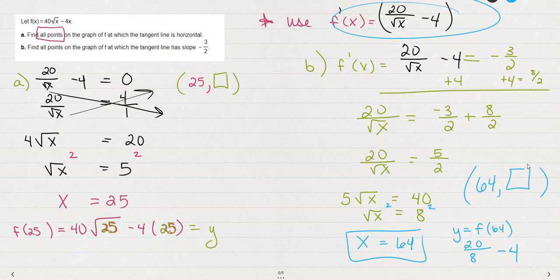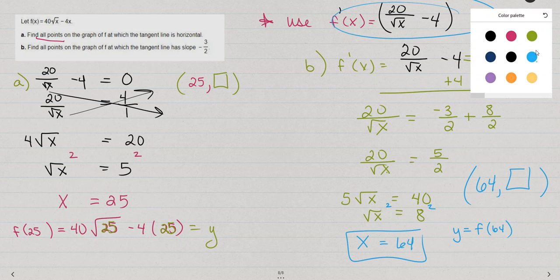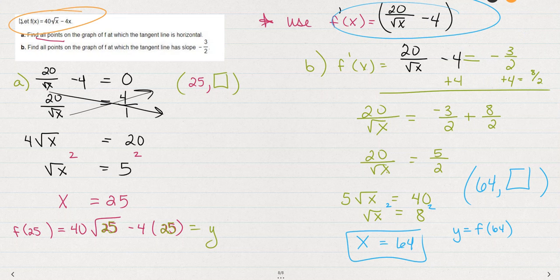Oh, wait, I'm sorry. I can't believe I just did that. I need to go back to the original equation, right? This would be f prime of 64. We want f of 64. So f of 64 is going to be 40 square root of 64. So 40 times 8 minus 4 times 64. And we could put that into our calculator.